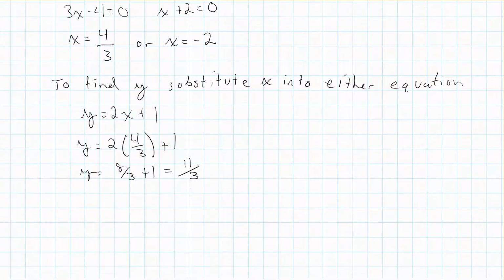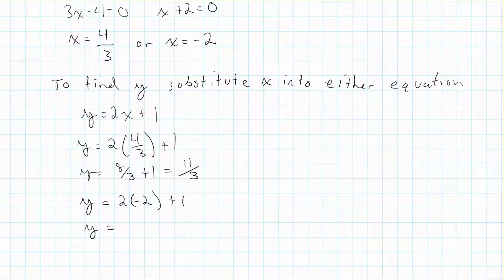And then we also have y is equal to 2 times negative 2 plus 1, and then y is equal to, arithmetic's failing me here, negative 3.